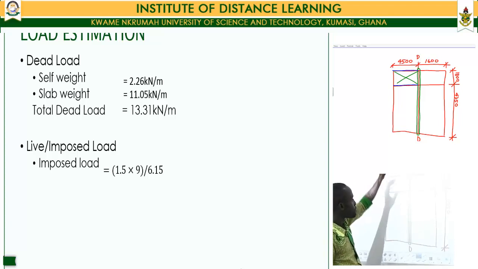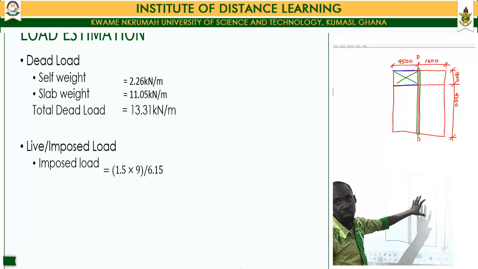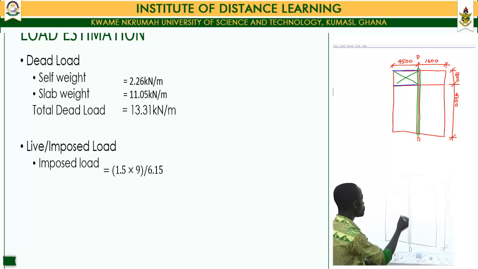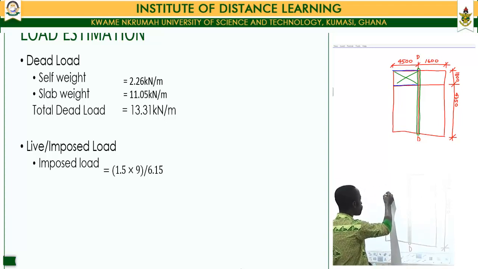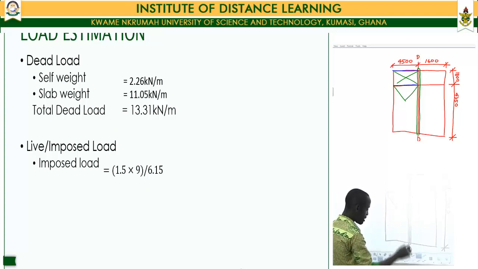So to identify the amount of slab being carried by a particular beam, you start from one corner of the panel and draw a line at 45 degrees. So you draw 45-degree lines until all the lines intersect.